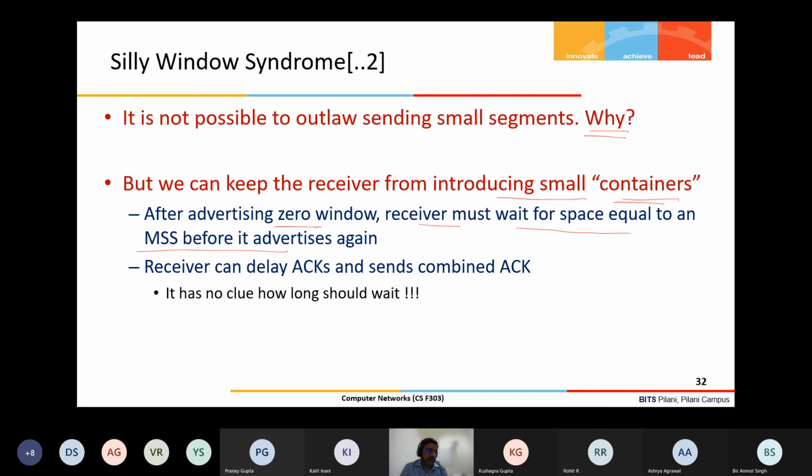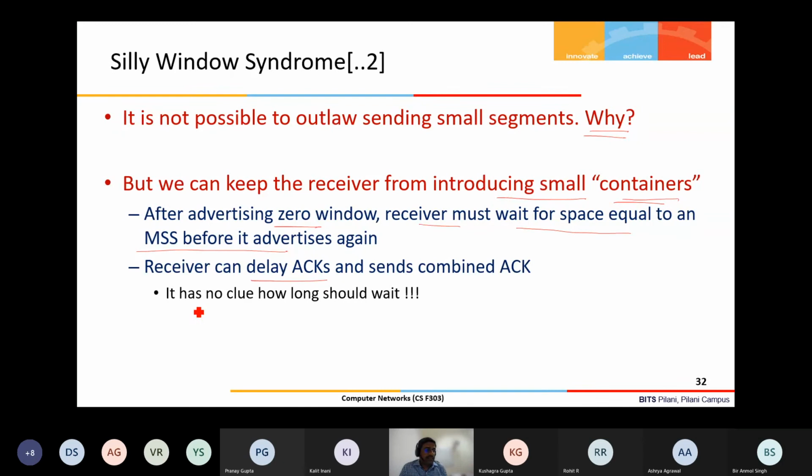So how can the receiver do this? We can program the receiver so that it delays the acknowledgements and sends combined acknowledgements. Once it sends the combined acknowledgement, it will definitely open a larger window size at the receiver side, because it is acknowledging more bytes, so more window will be open.